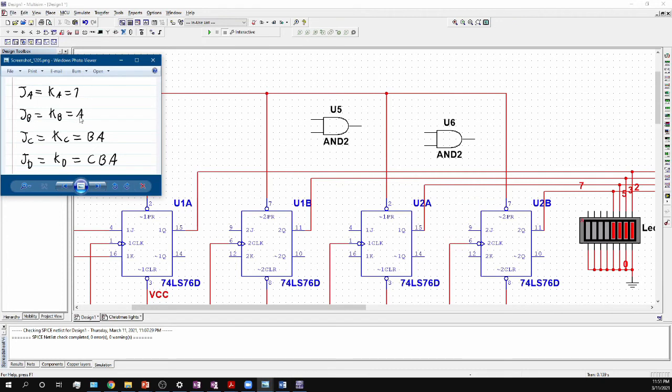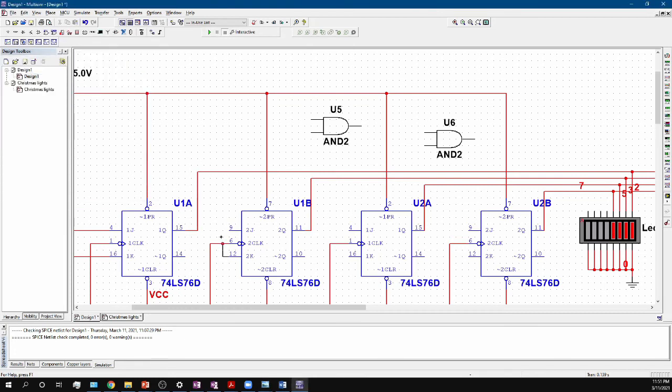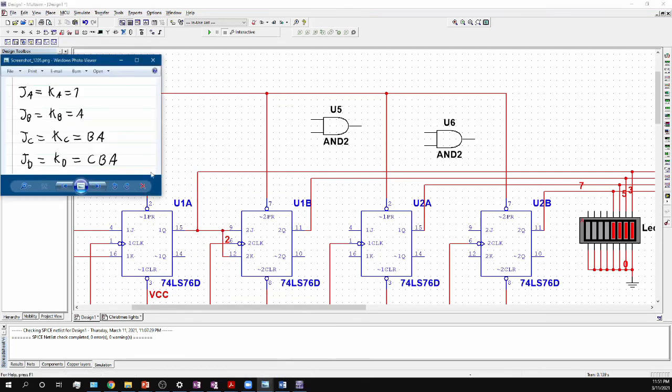So B is going to be just A. So JK, and let's place a wire right there. So what I have here is simply JB and KB equal to A on this second flip-flop. It's just a straight connection. Now let's move on here. So now I'm moving on to the C flip-flop.